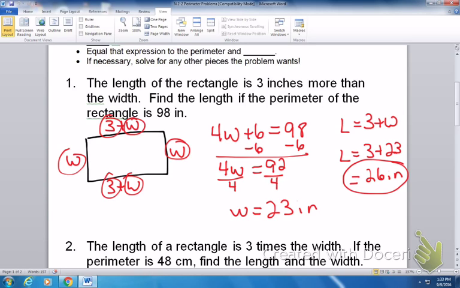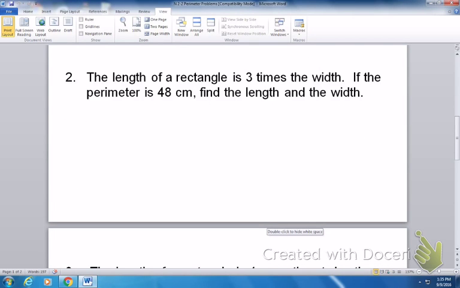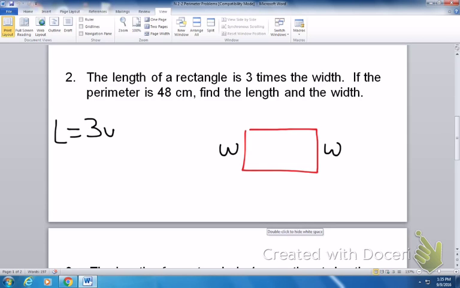Let's go to the next piece. Again, we're talking about the length of a rectangle. So I'm going to draw my rectangle. And the better the picture, the better it usually goes, by the way. The length of a rectangle is 3 times the width. So here's the width. Well, if I'm talking about the length, it's 3 times the width. So that's 3 times W. So I'm going to label my lengths as 3W. Now it's pretty much just like the last one.